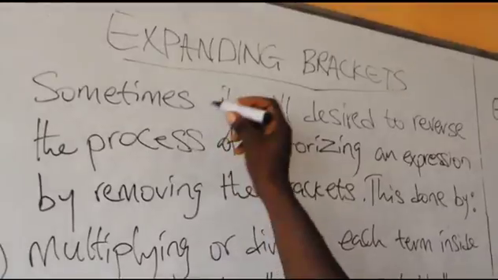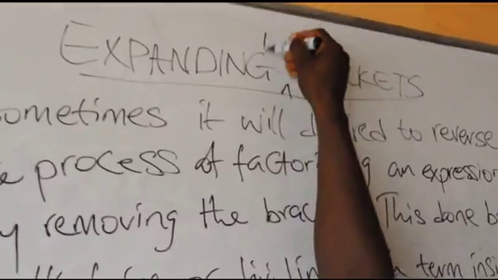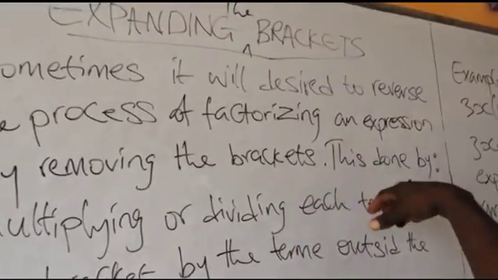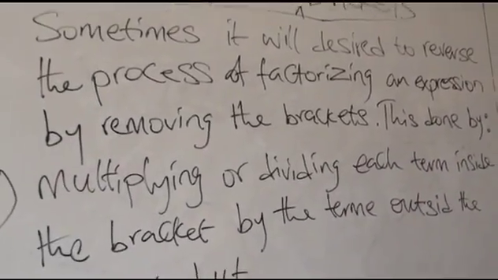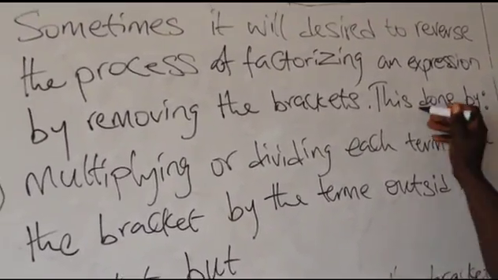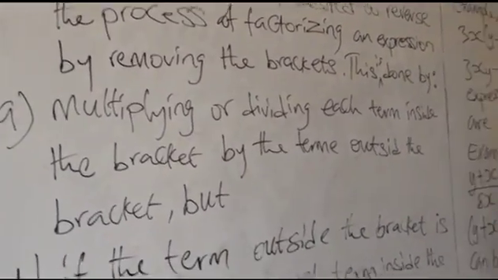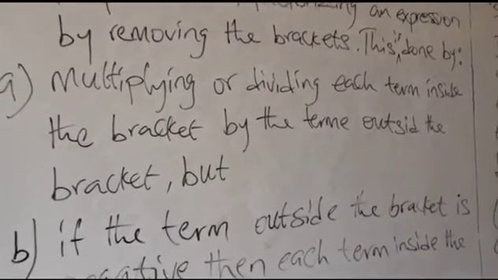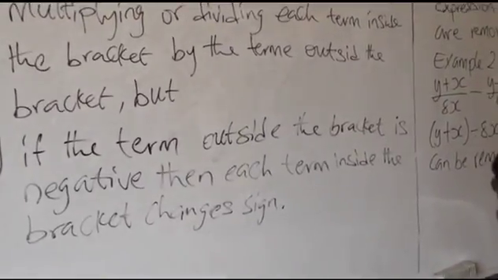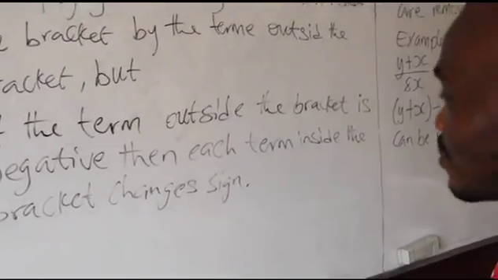So what we want to look at now is expanding the bracket. Sometimes it will be desired to reverse the process of factorizing an expression by removing the bracket. So this is done by A, multiplying or dividing each term inside the bracket by the term outside the bracket. But B, if the term outside the bracket is negative, then each term inside the bracket changes sign.